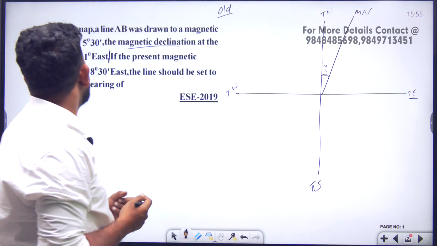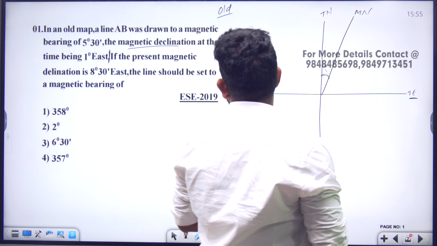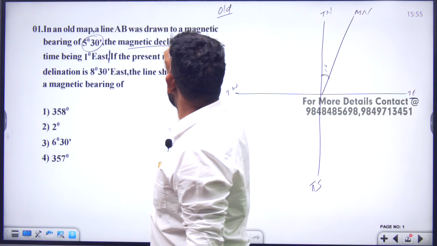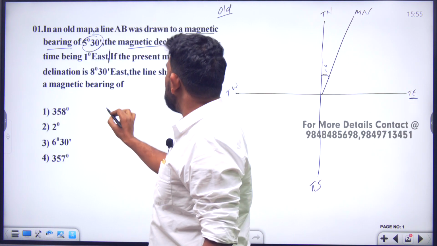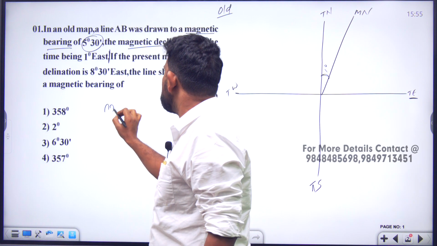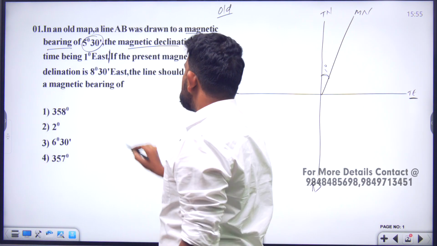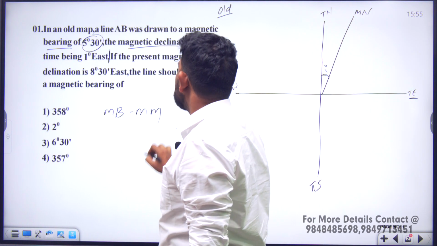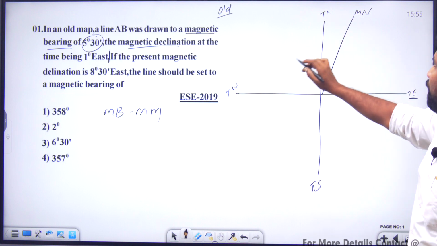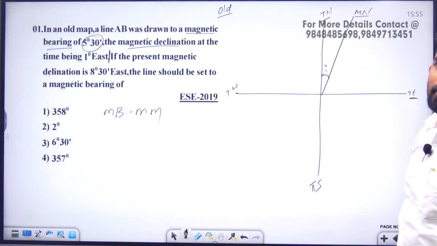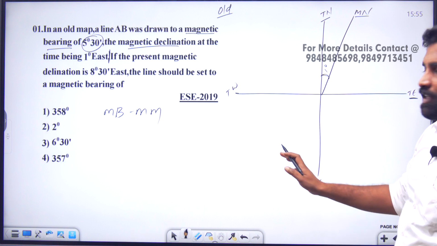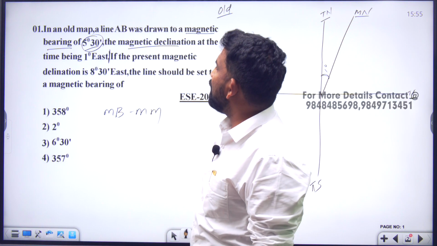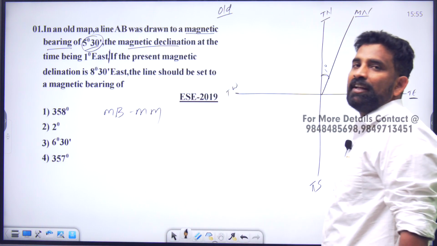Now let us continue the question. In an old map a line AB was drawn to a magnetic bearing. Here a bearing was given, and he said that this bearing was a magnetic bearing, and magnetic bearings have to be taken with respect to magnetic meridians only. Here we can see the magnetic meridians: this is a true meridian, this is a magnetic meridian, right? Clear? Now the question is regarding the angle that is given. He gave a magnetic bearing of 5 degree 30 minutes.